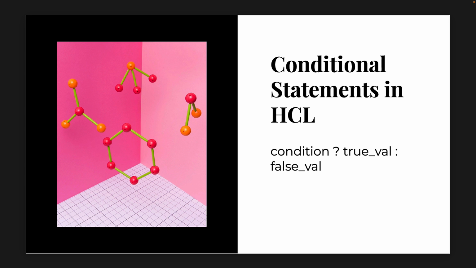Conditional statements in HCL. Conditional statements in HCL enable logic-driven configuration, allowing for dynamic configuration setup based on specific conditions. The syntax typically involves condition, question mark, true value, colon, false value. For instance, you can create different resources based on environment variables or other conditions.